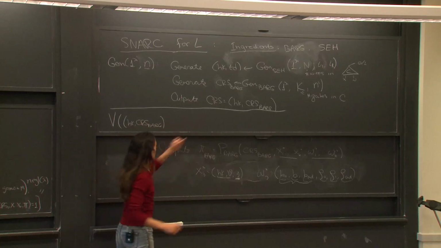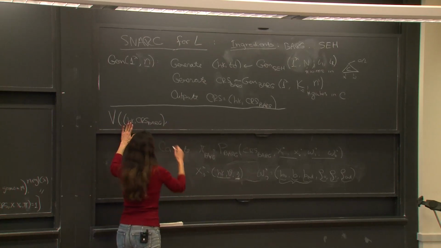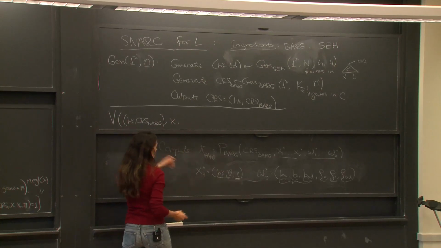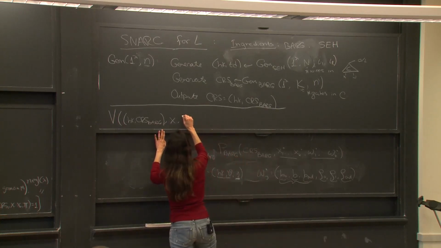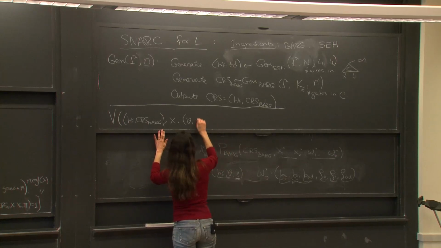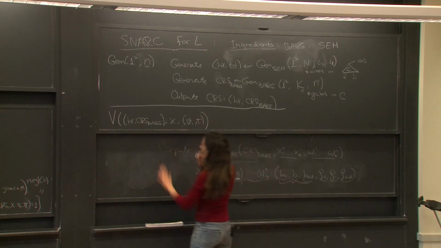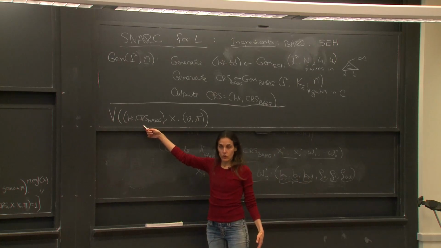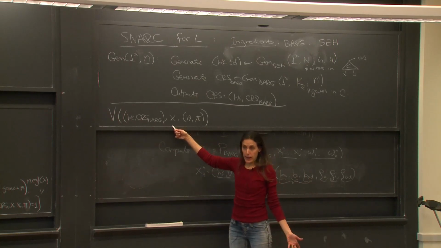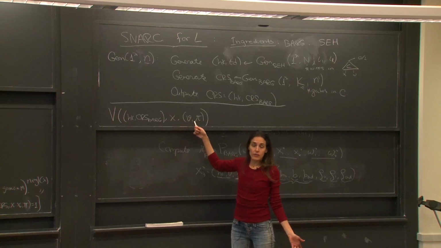That's the CRS. And it takes an instance X and a proof. What is the proof? A proof is a hash value and a BARG. Okay, so the verifier, he gets the CRS, which is of this form. He gets an input X, and he gets a SNARG.